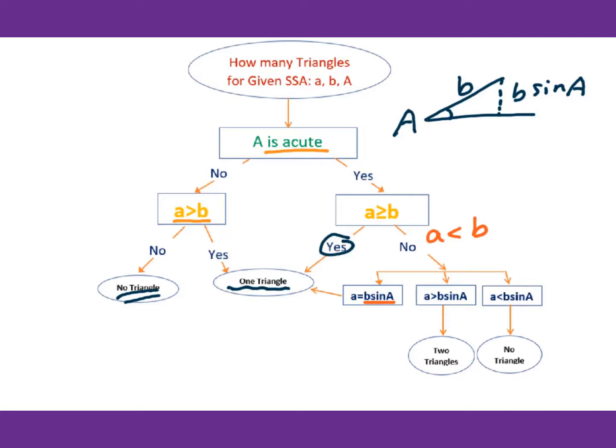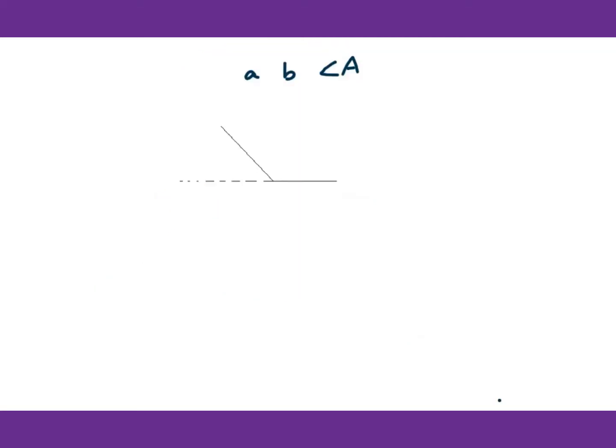When A equals B sine A means you will form right triangle. Therefore, you only have one triangle to form. If A greater than B sine A and less than B, then you have two triangles to form. If A less than B sine A means you don't have any triangle to create.